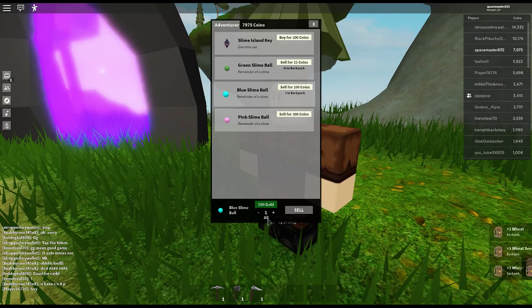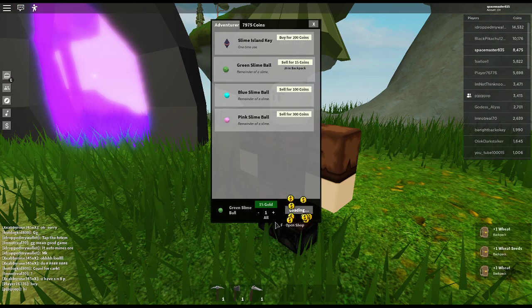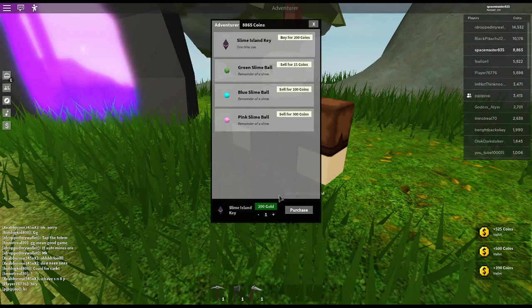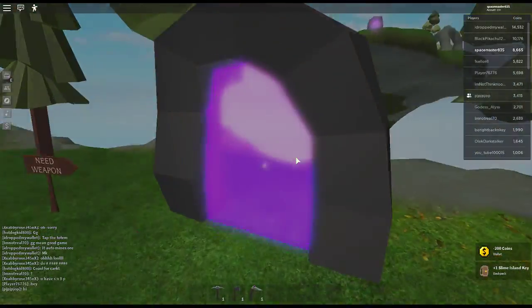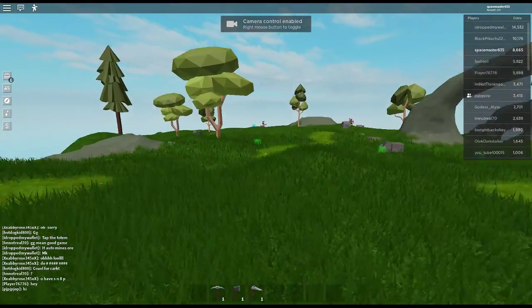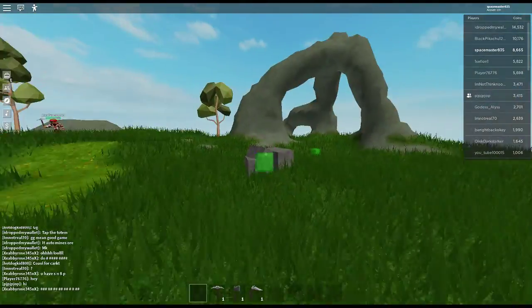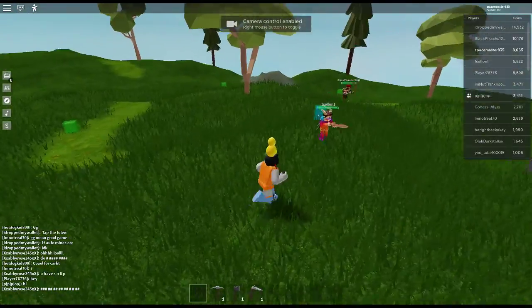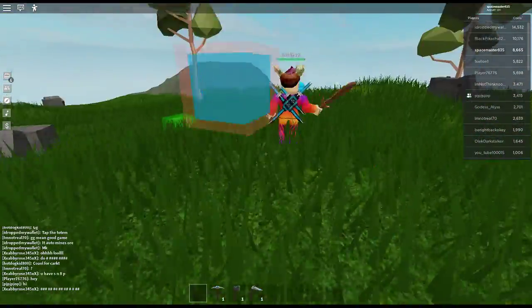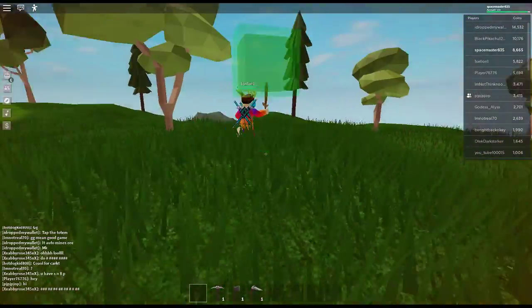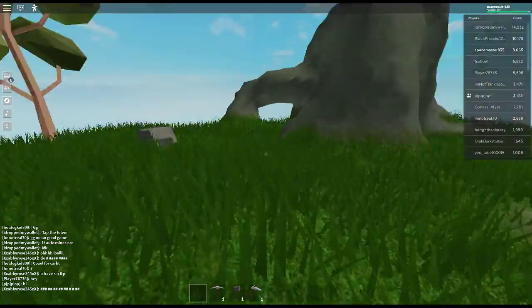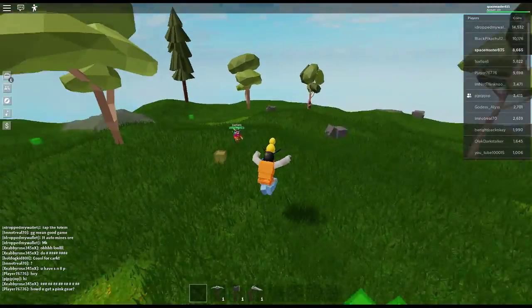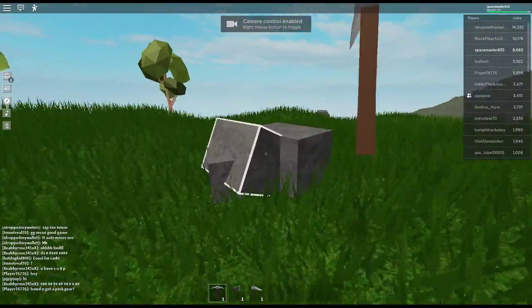I must sell all of these. They sell for 100 each, and blue slime balls sell for 100 each, so that's pretty good. So I just bought one slime key. The slimes have increased size. As you see here, the blue slime is now much bigger than the update before. That is pretty much the whole update.